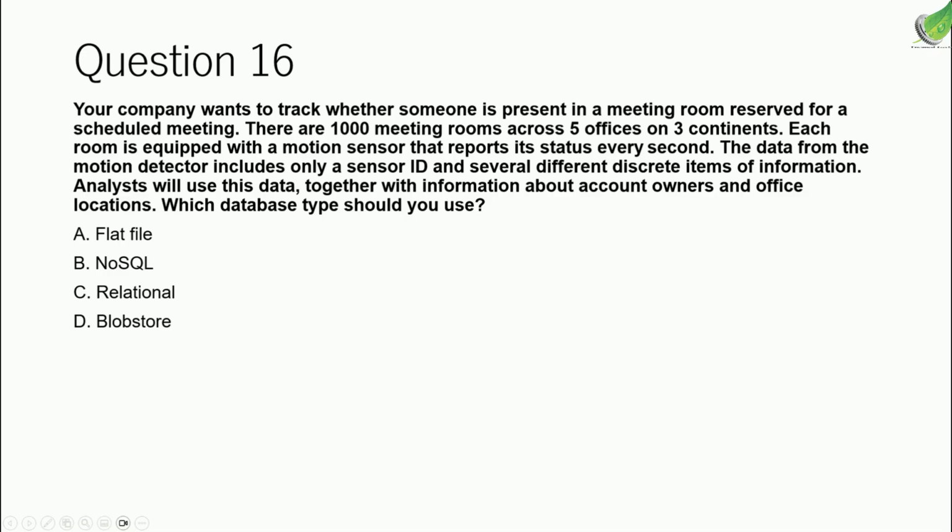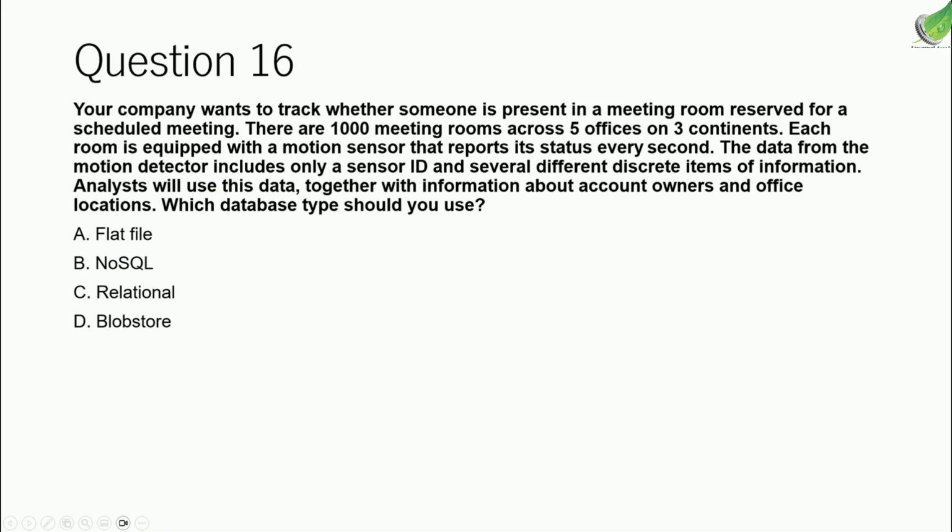Question 16. Your company wants to track whether someone is present in a meeting room reserved for a scheduled meeting. There are 1,000 meeting rooms across 5 offices on 3 continents. Each room is equipped with a motion sensor that reports its status every second. The data from the motion detector includes only a sensor ID and several different discrete items of information. Analysts will use this data, together with information about account owners and office locations. Which database type should you use? A. Flat file. B. NoSQL. C. Relational. D. Blob store.